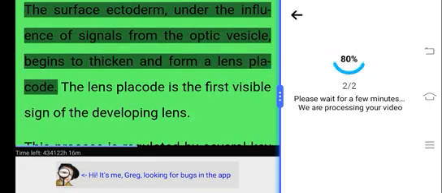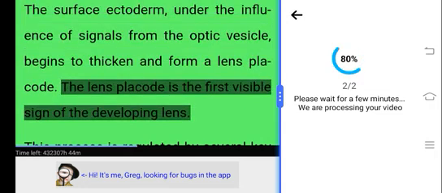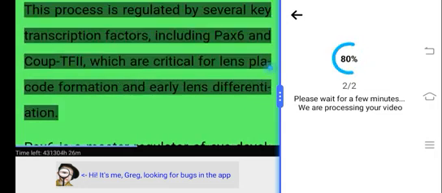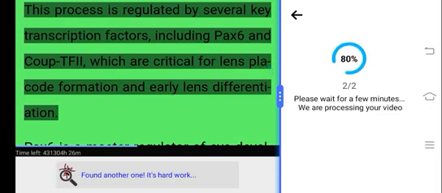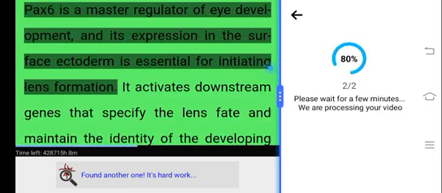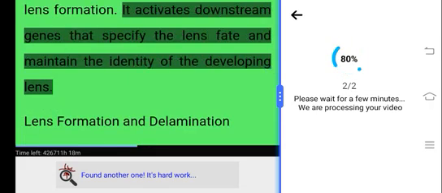Formation of the lens placode. The surface ectoderm, under the influence of signals from the optic vesicle, begins to thicken and form a lens placode. The lens placode is the first visible sign of the developing lens. This process is regulated by several key transcription factors, including PAX6 and others, which are critical for lens placode formation and early lens differentiation. PAX6 is a master regulator of eye development, and its expression in the surface ectoderm is essential for initiating lens formation. It activates downstream genes that specify the lens fate and maintain the identity of the developing lens.